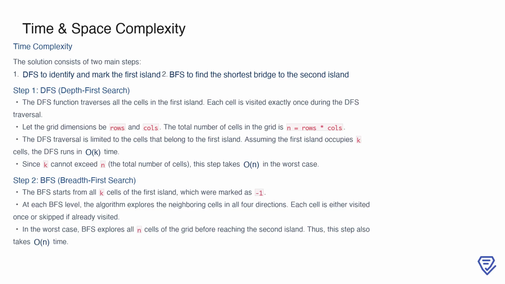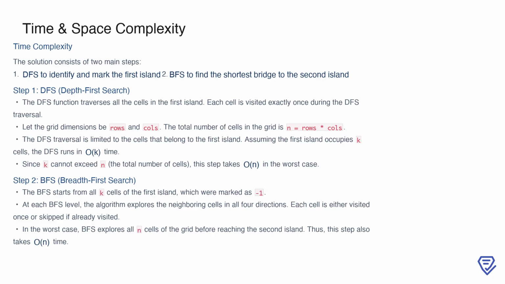If we consider the grid size to have dimensions rows and cols, the total number of cells in the grid is n equals rows * cols. Now, let's assume the first island occupies k cells. The DFS traversal is limited to these k cells, meaning it operates in O(k) time. In the worst-case scenario, where the first island spans the entire grid, k equals n, so the time complexity for this step is O(n).